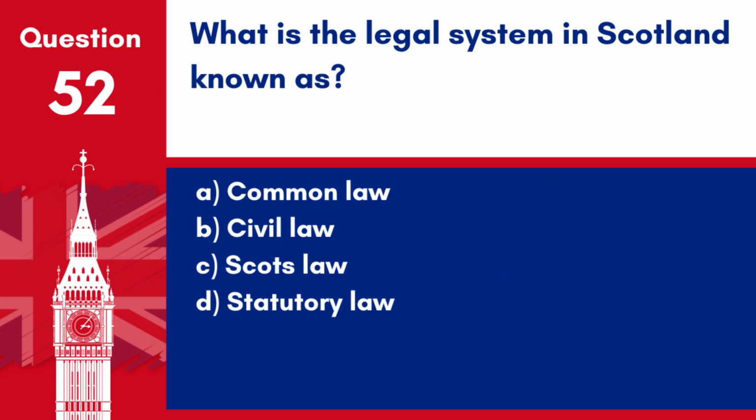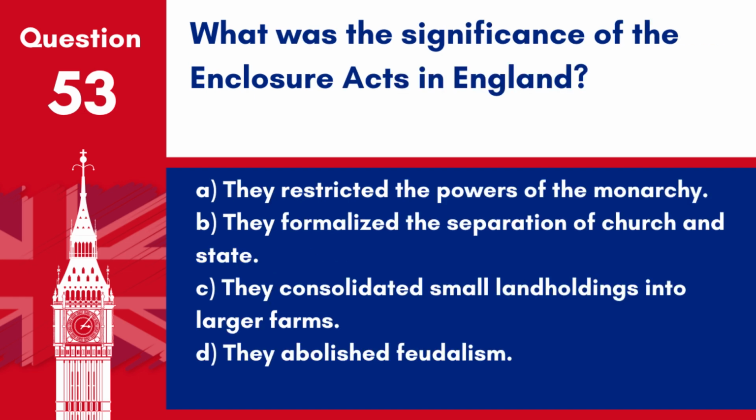Question 52. What is the legal system in Scotland known as? A. Common law. B. Civil law. C. Scots law. D. Statutory law. Answer: C. Scots law. Scotland's legal system is known as Scots law, a hybrid system based on both common law and civil law principles.